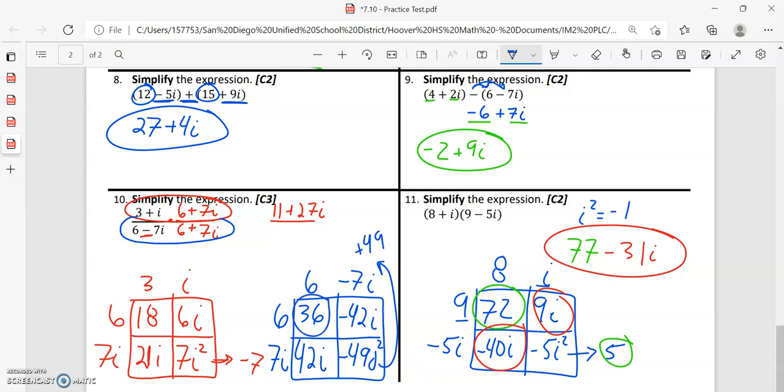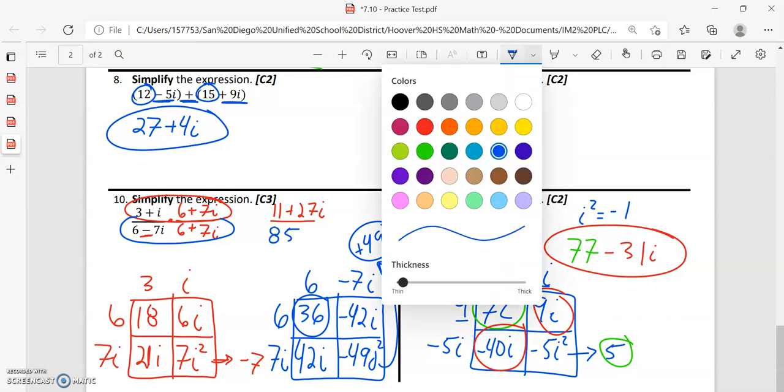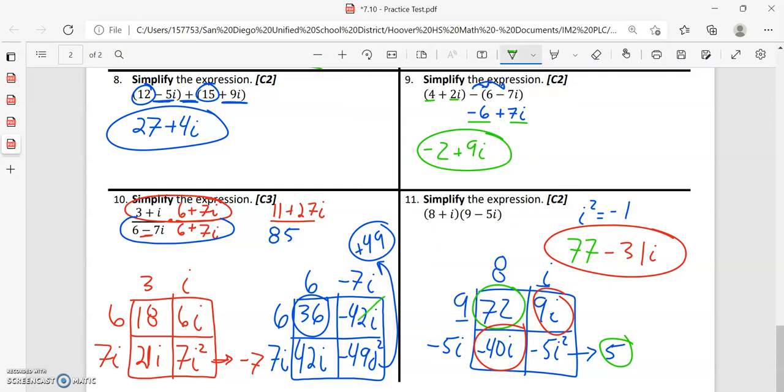So we have 36 plus 49. 30 and 40 is 70. 6 and 9 is 15. So we get 85. And by design, remember, these two things should cancel out. So all we have left are numbers without an i, which, remember, this becomes 49. So we are done.